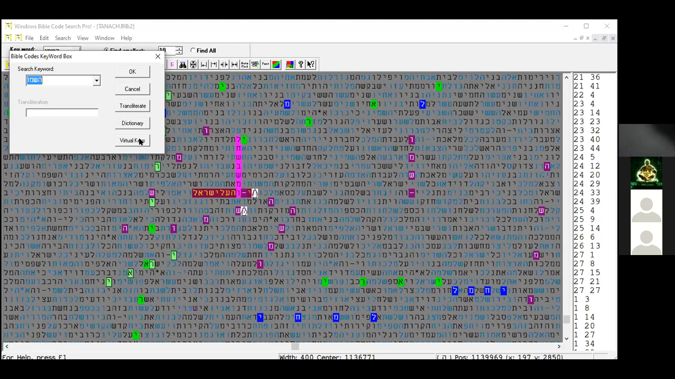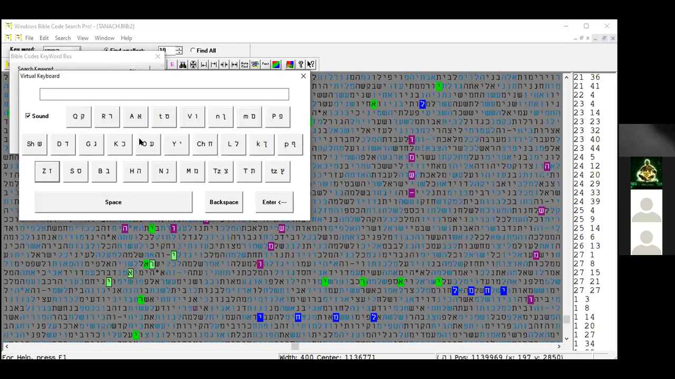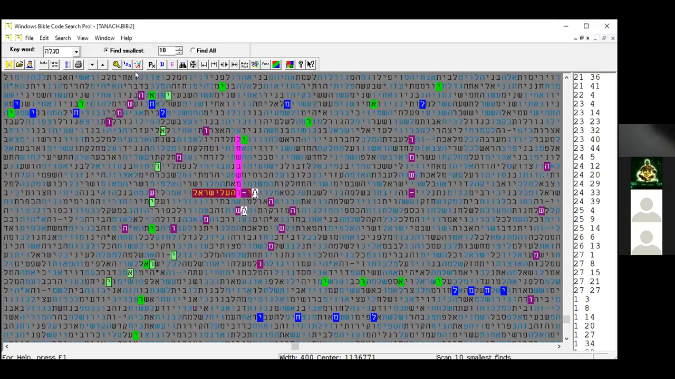So here we'll look up the word spelled Samek Gimel Lamed He. So let's see. Samek Gimel Lamed He. And it might be all over. I don't know. Oh, there. Well, so it's not there. Okay, so we'll go on to other words. So that's what I'm in the middle of.